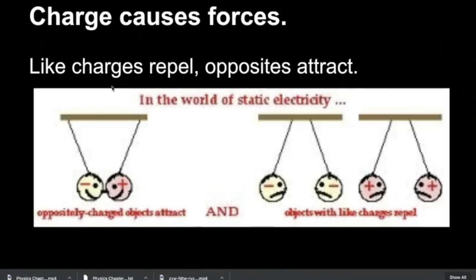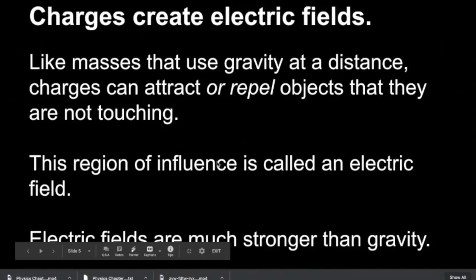We know that like charges repel and opposite charges attract. Again, we talked about that. That's called the electrostatic force. So here, say this is a negatively charged ball and a positively charged ball. They will attract to one another, but like charges will push each other apart. We call that repelling. Now, around any charge, you have what we call an electric field.